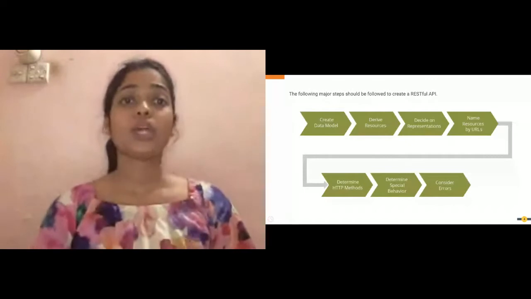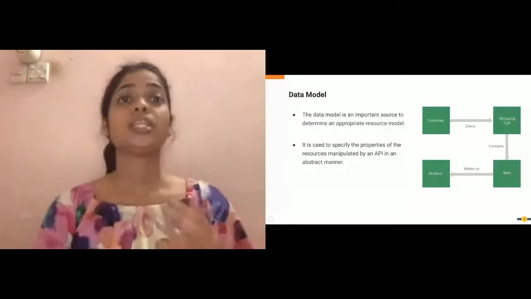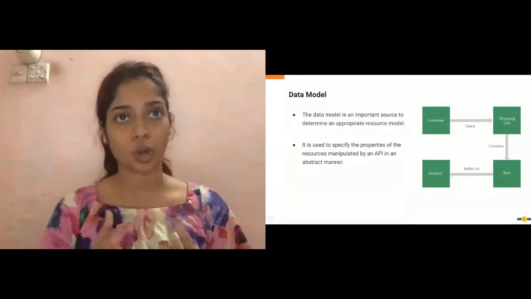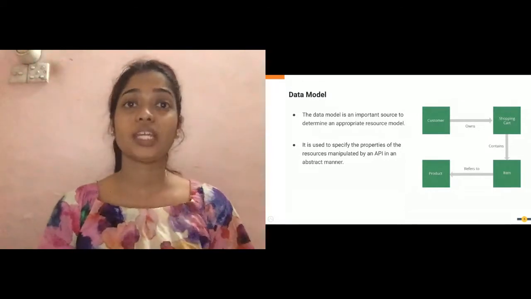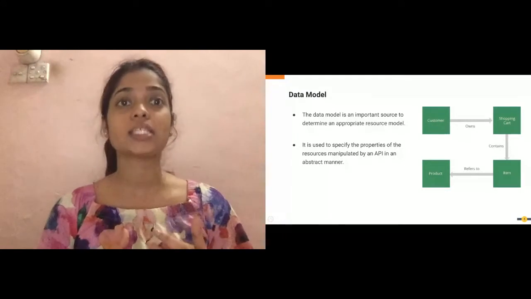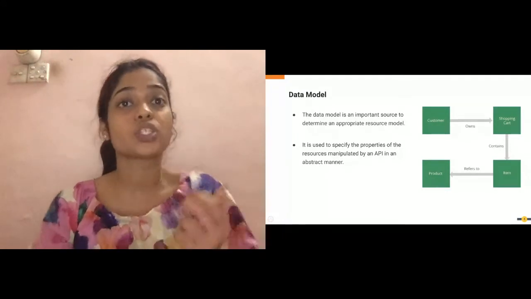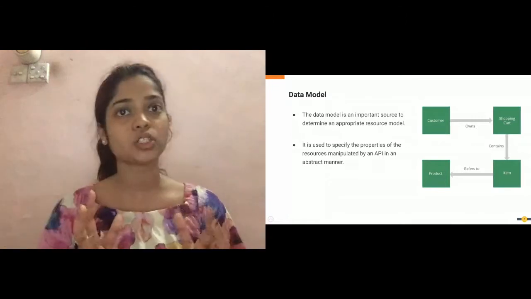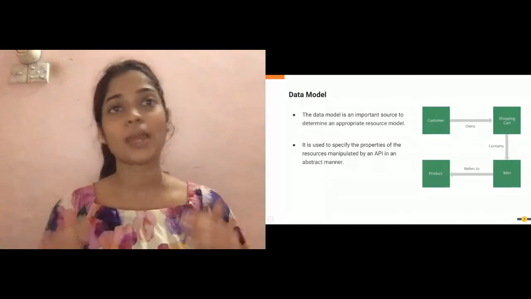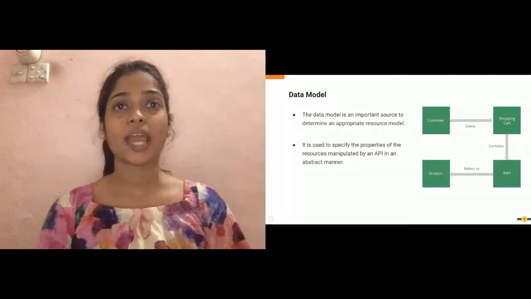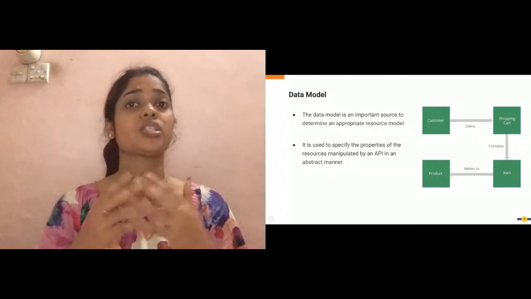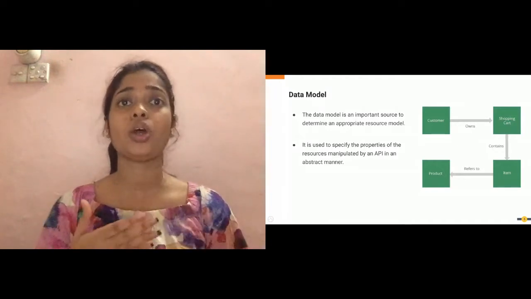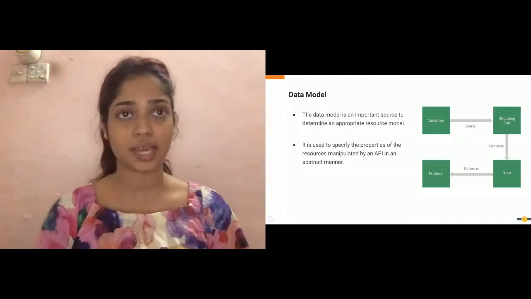So we'll have a look at data models. The data model is an important source to determine an appropriate resource model. The main purpose of the data model behind an API is to specify the properties of resources that can be manipulated by an API in a more abstract or implementation independent manner. The data model behind an API can be specified by a conceptual data modeling language, for example, an entity relationship model or even UML class diagrams.